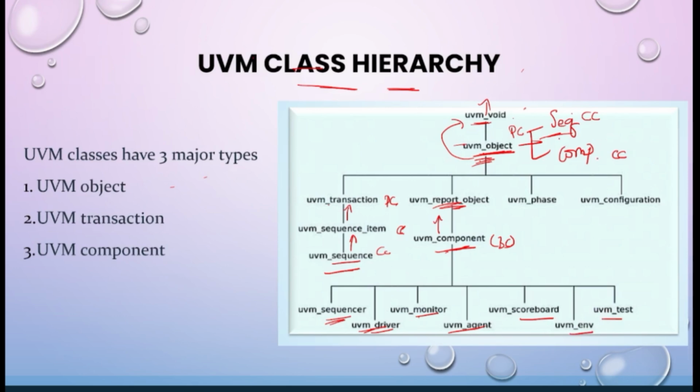Okay. So simply speaking, we have two branches, which are the sequence branch and the component branch. The sequence branch has sequence item, sequence, and transaction, right? And the component branch has UVM driver, UVM monitor, UVM sequencer. So all these are within the component branch, right? Now, for example, what does this UVM driver, UVM monitor basically do? So UVM driver and monitor are the parent classes for your user defined driver class.